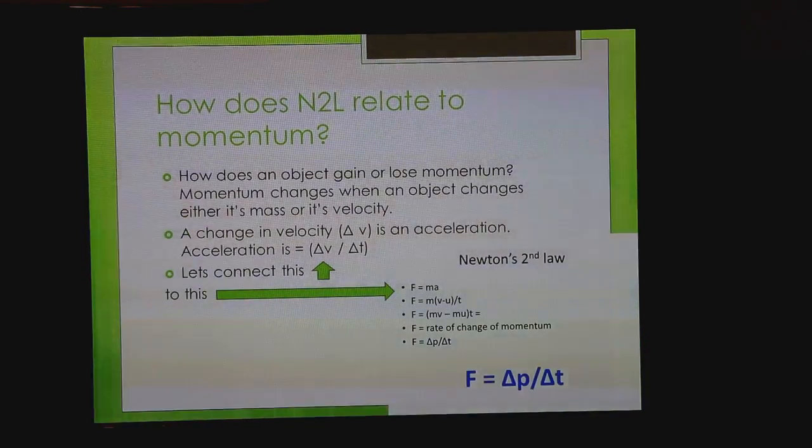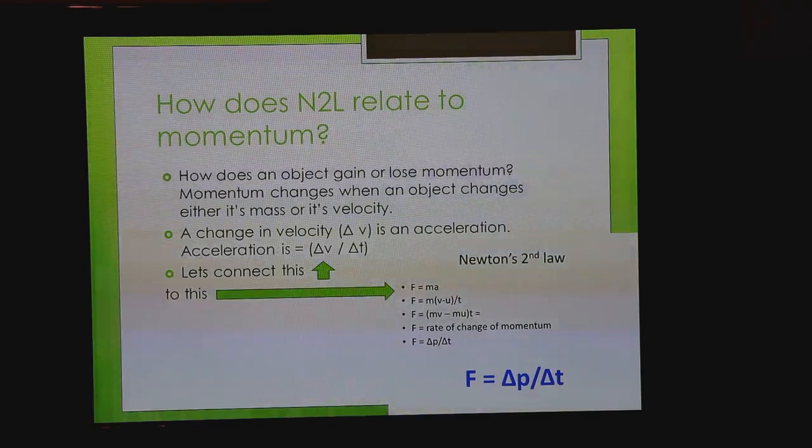So how does Newton's second law relate to momentum? Alright, how does an object gain or lose momentum? Momentum changes when an object changes either its mass or its velocity. A change in velocity, or change in v, is an acceleration. Acceleration is equal to the change in velocity divided by the change in time.